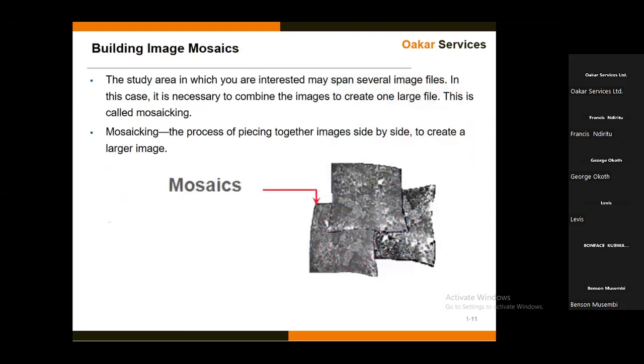Then finally, there is what we call mosaicing. Mosaicing simply means piecing together images side by side, especially if the images are overlapping. So you could have an area of interest that is bigger than one scene of that image. Therefore, if you want to do your analysis, it will require you to piece together all those scenes that cover your area of interest into one file. That is what we call mosaicing.